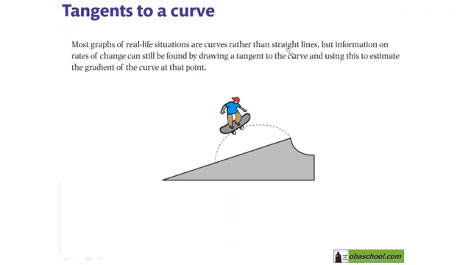Most graphs of real life show situations are curves rather than straight lines, but information on rates of change can still be found by drawing a tangent to a curve. As you can see here, we have this person skating. The person is jumping, so there's a certain curve going through. Now this is where you draw the tangent to the curve and using this to estimate the gradient of the curve at that point. At this point, we're going to draw a tangent to this curve, where the curve is the person's jump and the point of intersection between the curve and the tangent is the person's current position.